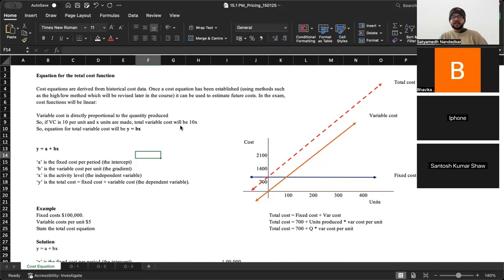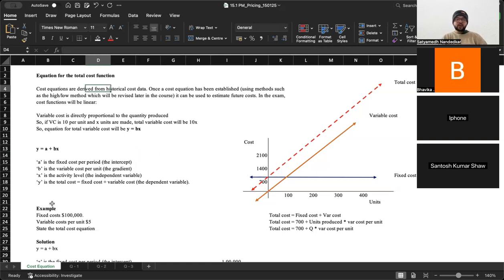One small part of pricing principles that is left is how to arrive at the cost equation. Because we have been discussing how to calculate the price, what is the optimum price at which the profit levels will be maximized, so on and so forth. But this discussion pertains to how to determine the cost of a particular item.